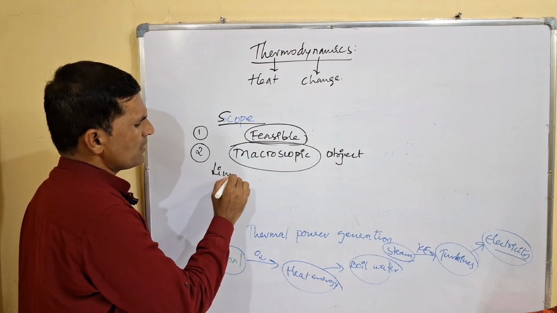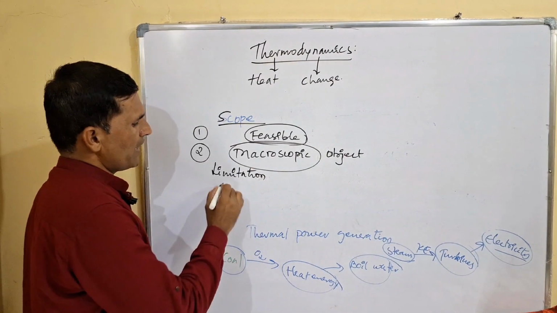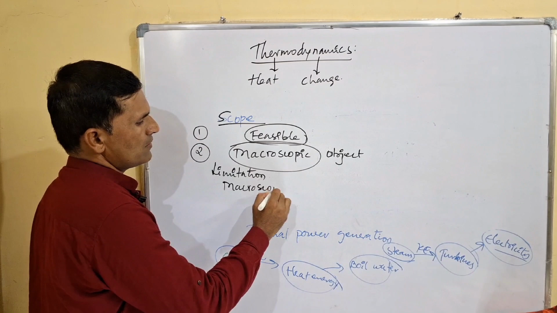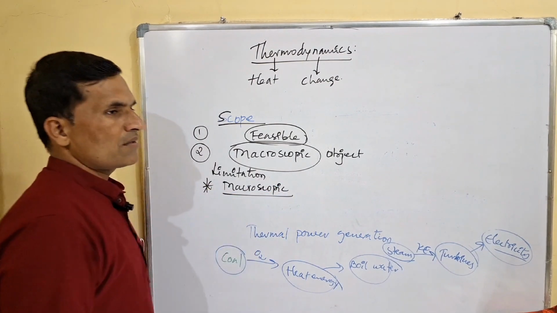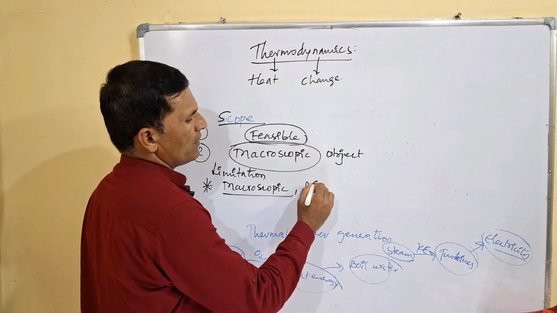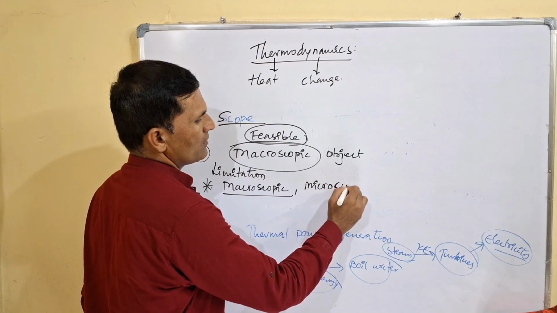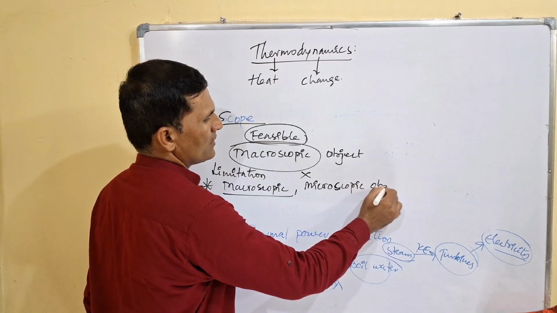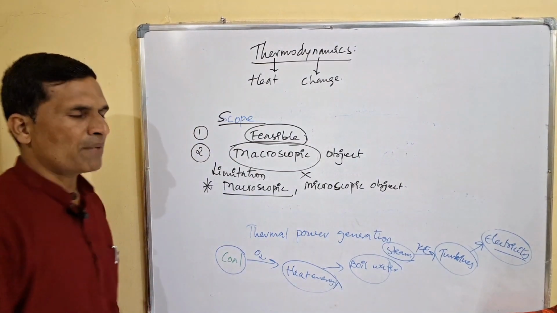And what are the limitations? It is applicable only for macroscopic objects, objects in large scale. Only then are these laws of thermodynamics applicable. We cannot apply the same thermodynamic principles to changes at the microscopic level. It is not applicable for microscopic objects such as a few molecules or a molecule or atom, like that we cannot apply.